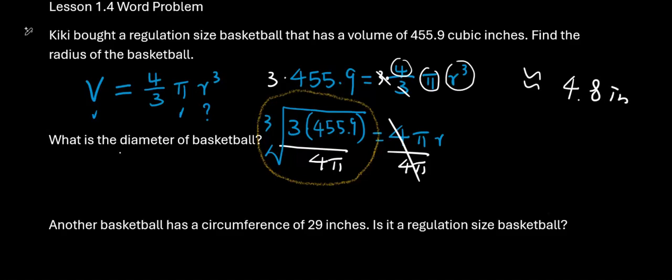If you know the radius, what is the diameter? Diameter is you multiply the radius by 2. That's how you find a diameter. All right.